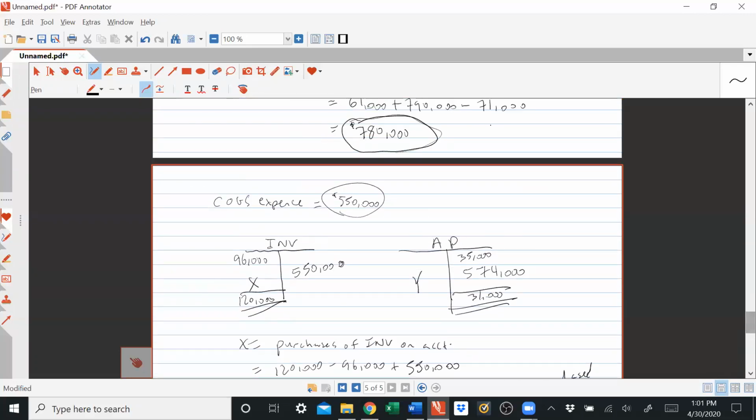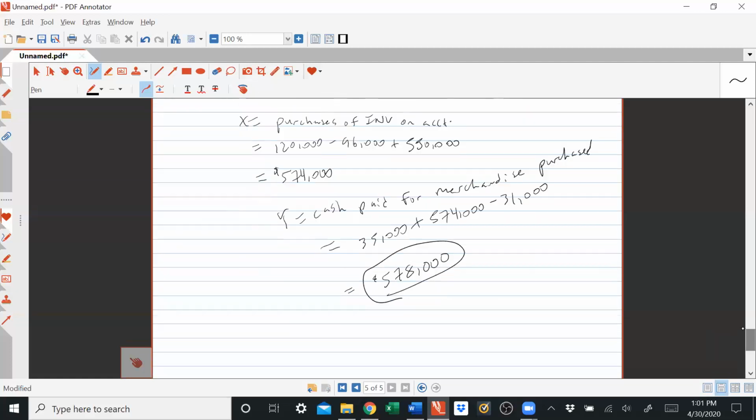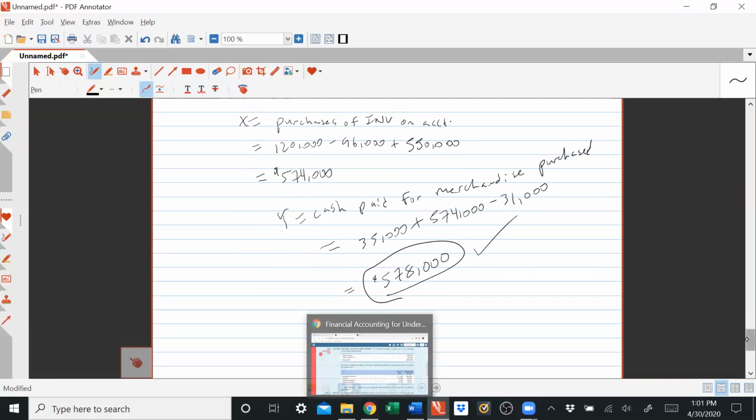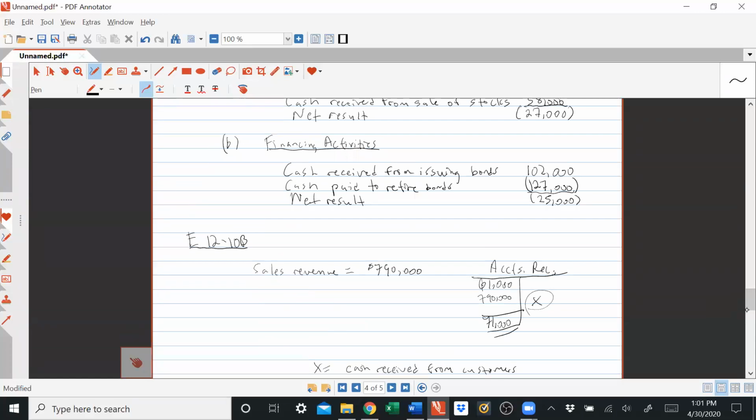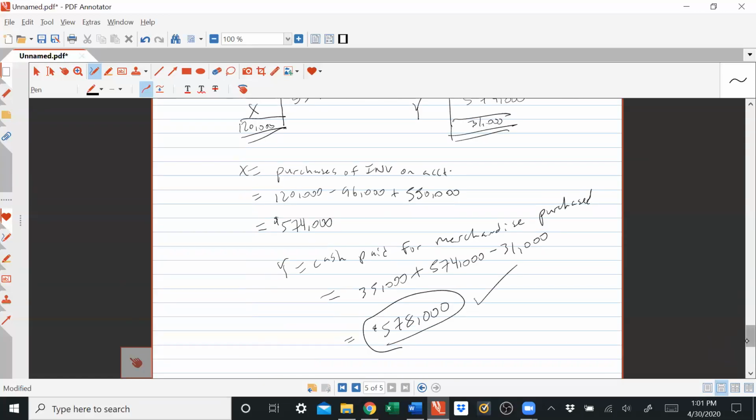Cash received from customers, right there. Cash paid for merchandise purchased, right there, and that's exercise 12-10B. Any questions on any of the things we've done up to this point? Stop sharing my screen here. No questions?